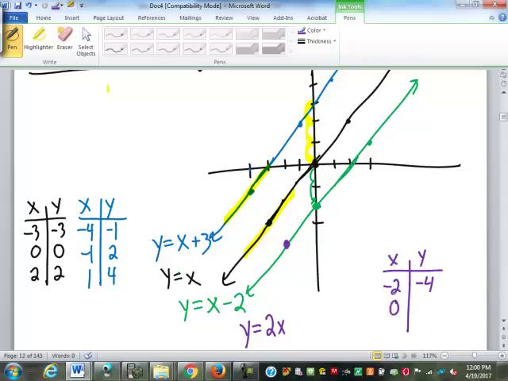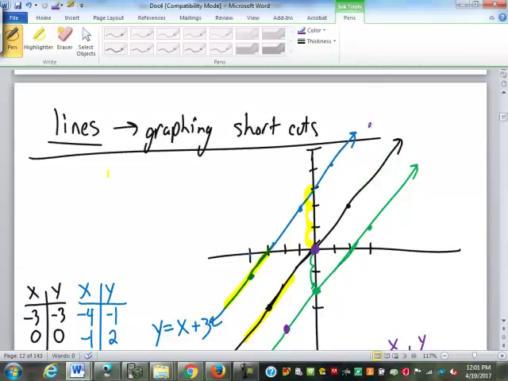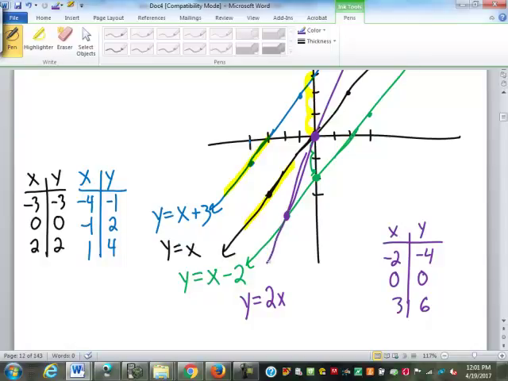If x is 0, what's y have to be? 0. 2 times 0 is 0. So we're back going through the origin again. And of course, if x is 3, y has to be 6. So we're at 3, 6 up here somewhere. So I get that line like that. So y equals 2x. We're back going through the origin, back through the center of our graph, but we're steeper than the other lines. Well, if multiplying makes it steeper, how would we make it less steep or shallower?